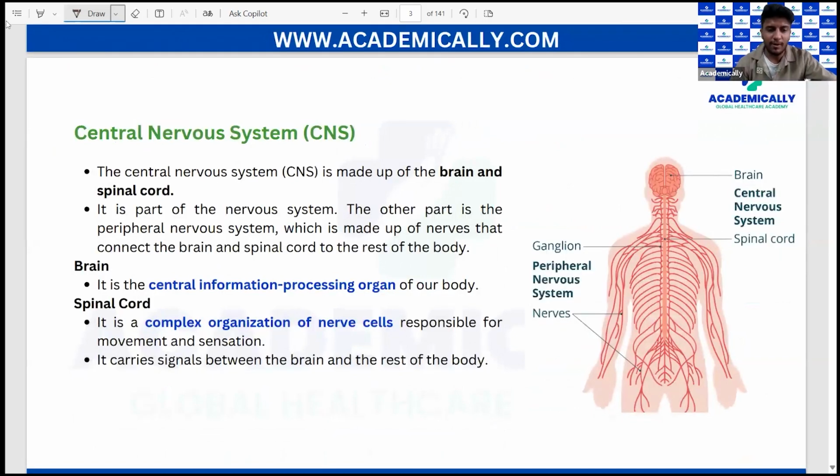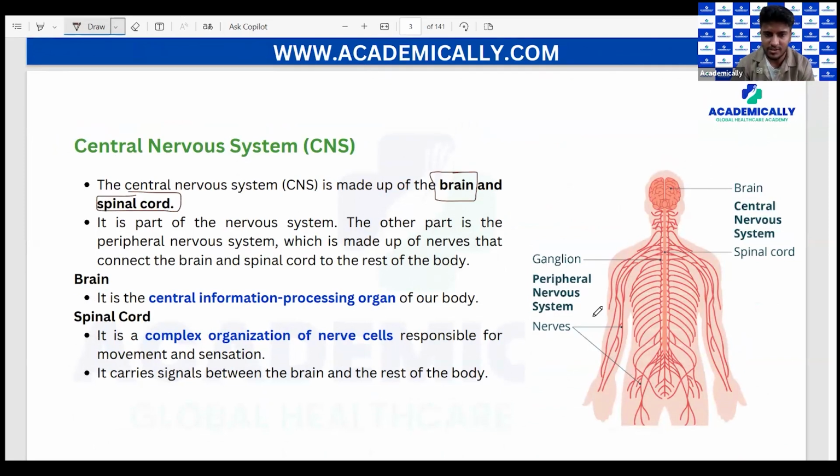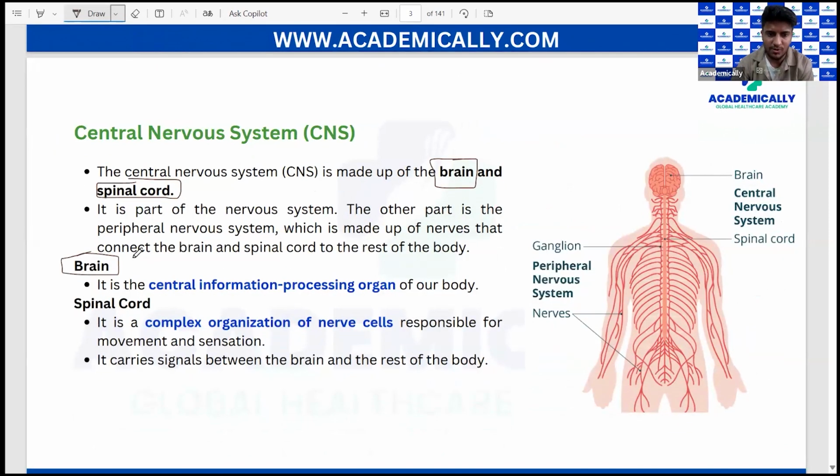So when I talk about the central nervous system, central nervous system के दो कौन से parts हैं, one is the brain and the other is the spinal cord, है ना? So ये दोनों major parts हैं that make up our central nervous system. I hope this is very clear to us. When I talk about the brain, obviously it is the main center that is responsible for processing information, impulses, and all. Spinal cord, it's an organ that is responsible for sensation and movement, है ना?